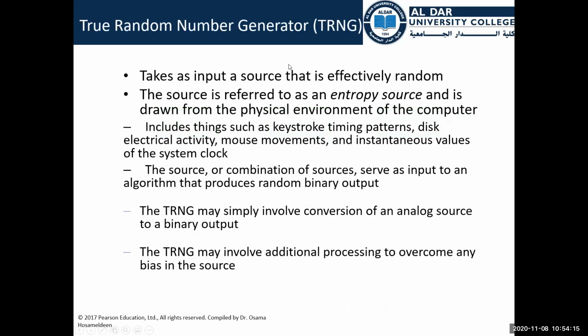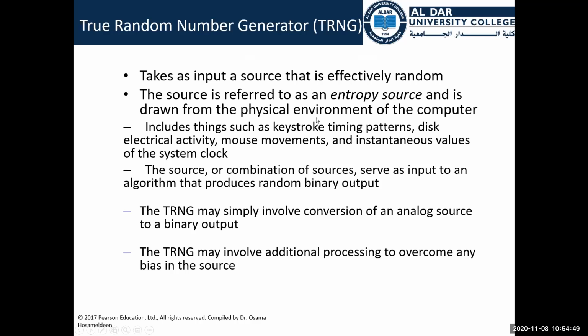What about the true random number generation? It takes an input source that is effectively random, as I told you, from nature, and the source is referred to as entropy source. Entropy source means it is not constant, it is not uniform. Entropy means not uniform. It has the probability, the characteristic of randomness.